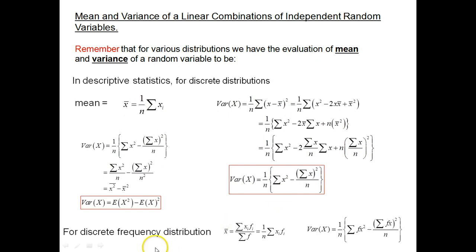For frequency distributions, so for distributions linked with frequency, we just add an f. When we're adding up all the x's, we need to multiply each by how many we've got, and then divide by the total of the frequency, i.e. divide by n. And the same for the variance, add an f within the formula for variance.